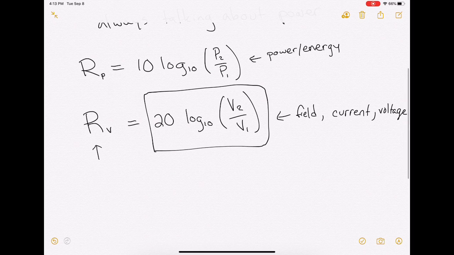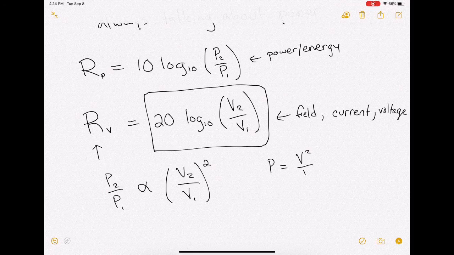The reason for this difference in the leading multiplier is because the ratio of these two powers, if we're referring to the same system, is always proportional to the square of the ratio of the voltages. Like that. And that's because power is V squared over R, or if you're in phasor domain, it's 1/2 V squared over R. Same thing for currents. Because of this factor of 2 exponent up there, you end up with a factor of 2 multiplied by your dB values.